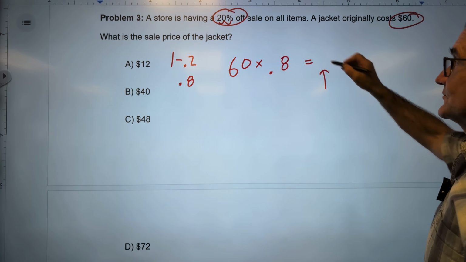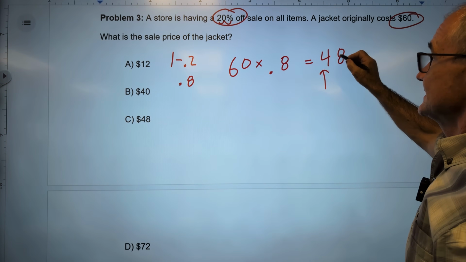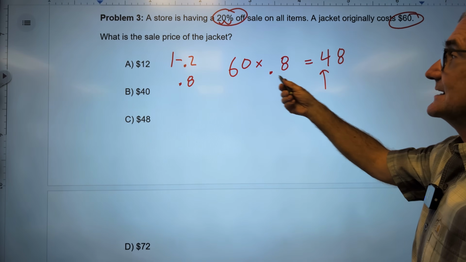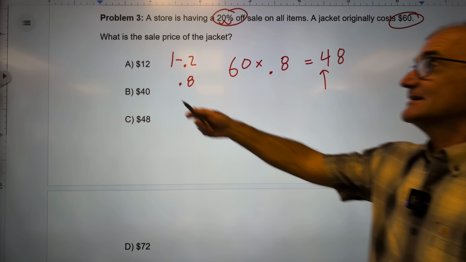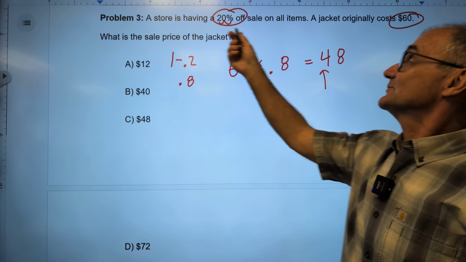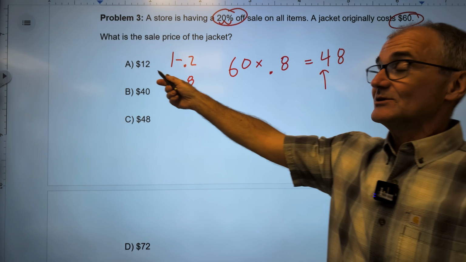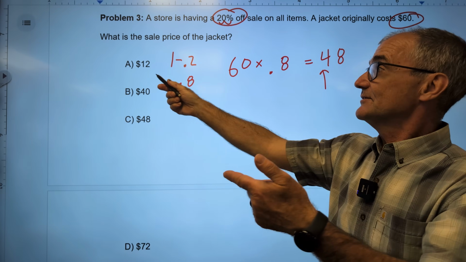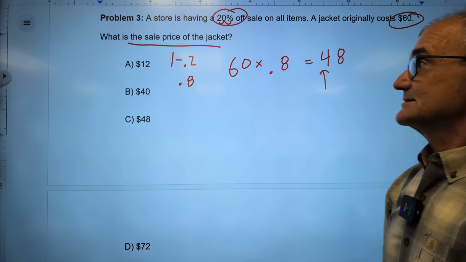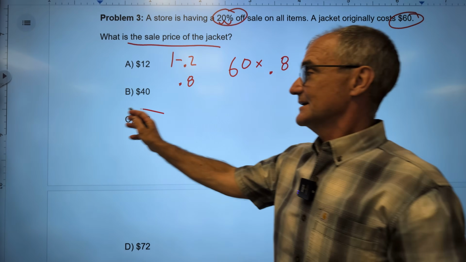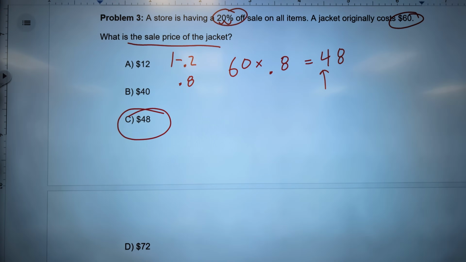6 times 8 is 48. And then I have that 0 in that decimal place. So that works out to be $48 is the new price. And you can see right here, 12, if I multiply 20% by 60, I would have got $12. That is the amount off. And they're not asking you that. They're asking you the actual sale price. So the actual sale price, answer C, $48 right there.